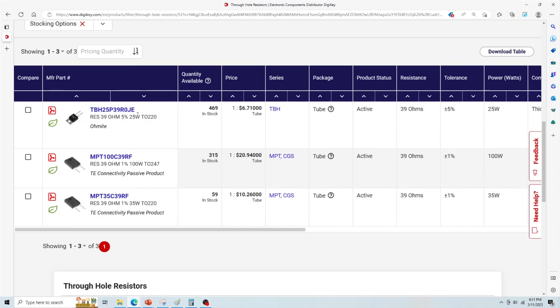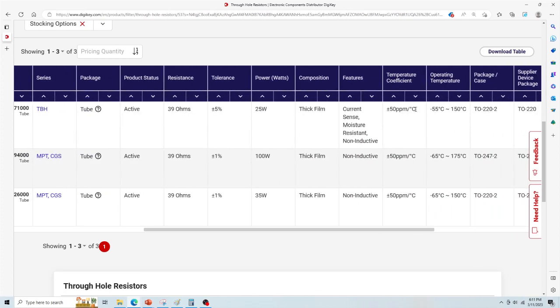So we have our choice between this guy and this guy. This guy costs $7. This guy costs $21. I think this guy is more than sufficient for our purposes, and that is in fact the one that I chose, and we have 10 of those in stock already. So that is the one we're choosing. 39 ohm, 5%, 25 watt TO220, non-inductive with 50 parts per million temperature stability coefficient. Okay, so that's the part we're going to use.